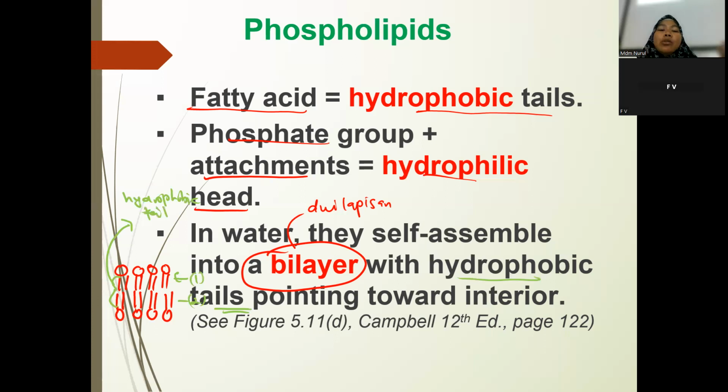Hydrophobic tail will be pointing towards interior. Sebab dekat keliling-keliling ni semua adalah air. So hydrophobic tail will be pointing towards interior. So siapa yang menghadap air? The one that facing exterior. Facing exterior ialah hydrophilic head.